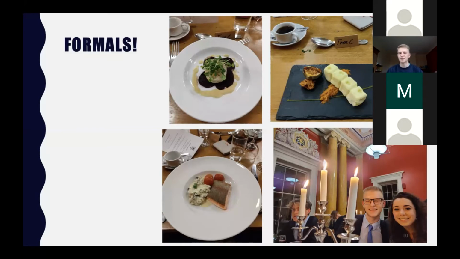So say it's a friend's birthday, a group of you might go to formal, or you might want to invite friends from a different college to your college for formal, or whatever it is. So there's lots of opportunities to get dressed up and have fun, and I just really love it. So I had to show you those photos there.